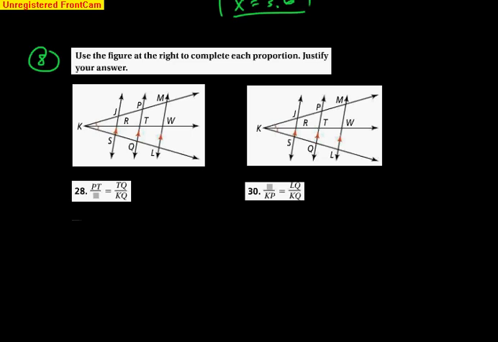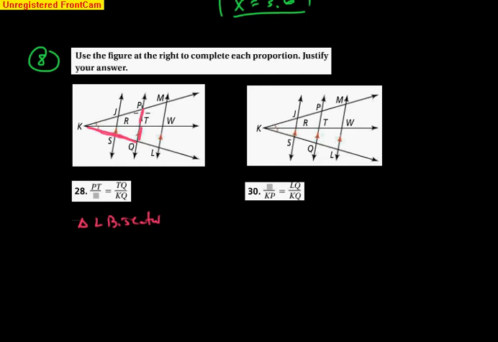Okay, here's the next two problems. We're going to fill in these proportions, and you'll have something like this on your test, so I just wanted to go over it. So I drew two separate figures so I could mark on them. So PT is here, over something, equals TQ, so TQ is here, over KQ. Alright. Well, notice the parts. This is that triangle angle bisector idea.